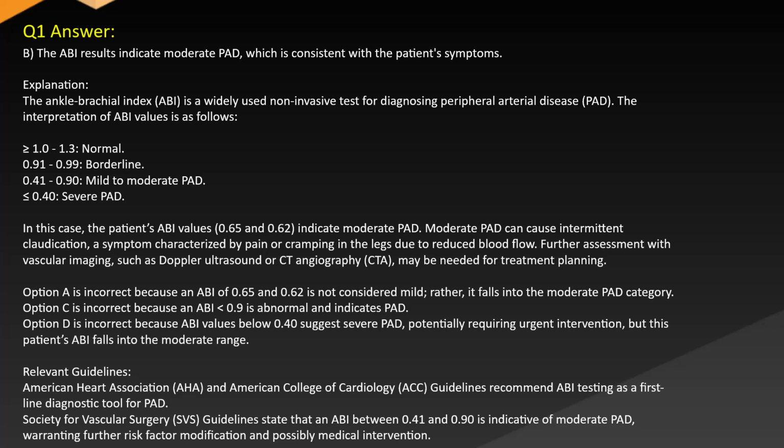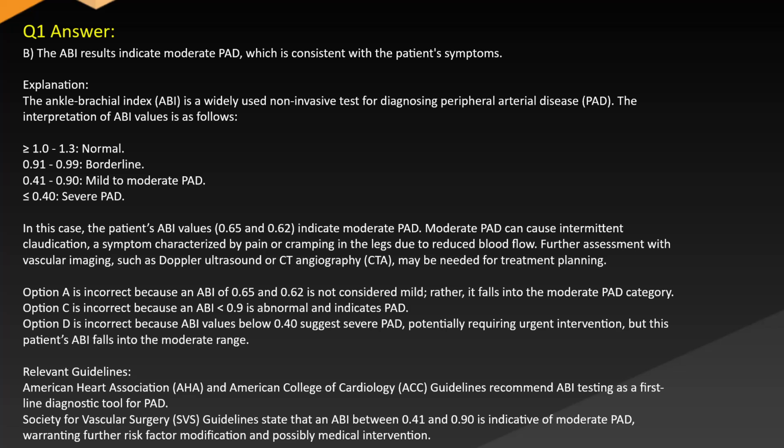Option A is incorrect because an ABI of 0.65 and 0.62 is not considered mild. Rather, it falls into the moderate PAD category. Option C is incorrect because an ABI below 0.9 is abnormal and indicates PAD. Option D is incorrect because ABI values below 0.40 suggest severe PAD, potentially requiring urgent intervention, but this patient's ABI falls into the moderate range.